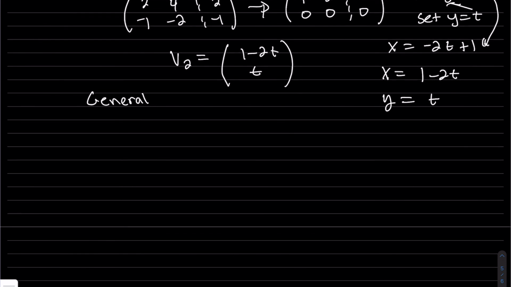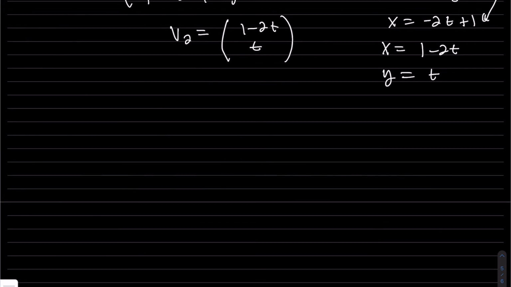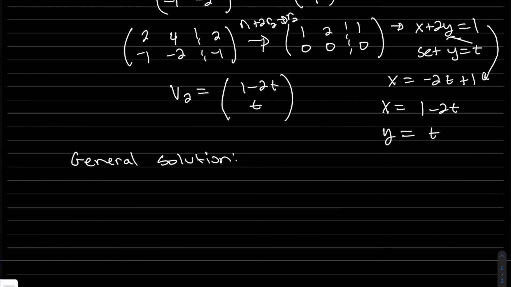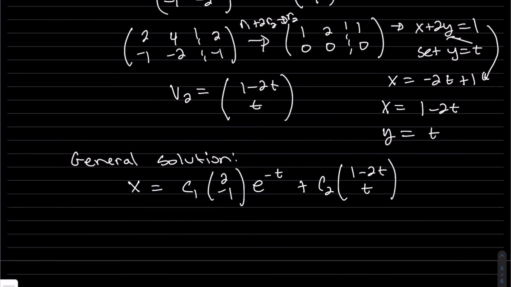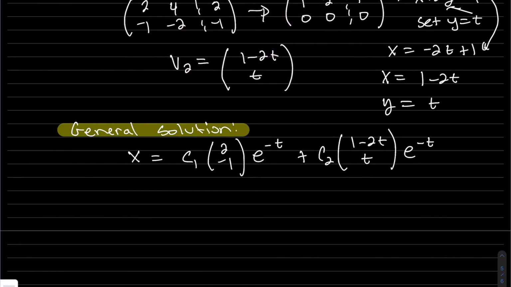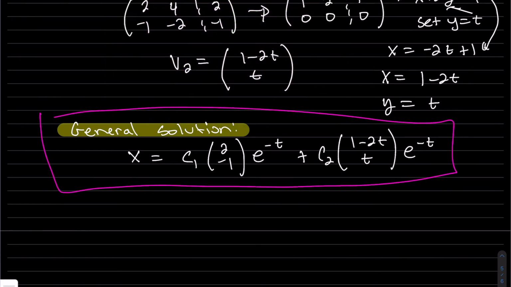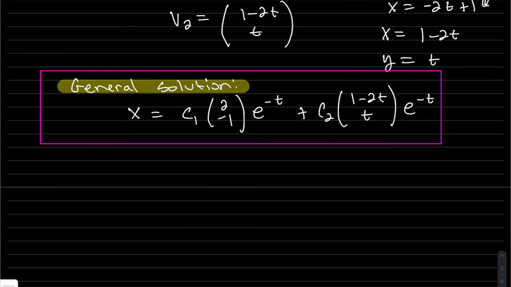We can leave it like that, or we can go further. I'll do both ways. Let's just keep it that way for now. So my general solution is x equals c1 times 2, minus 1, e to the minus t, plus c2 times 1 minus 2t, t, e to the minus t. I'll box that, but I'm going to show you we can take this a little further to get that formula that we had up there.